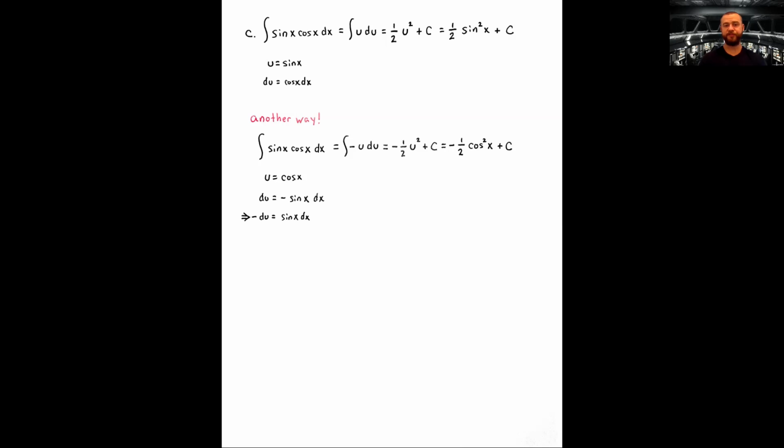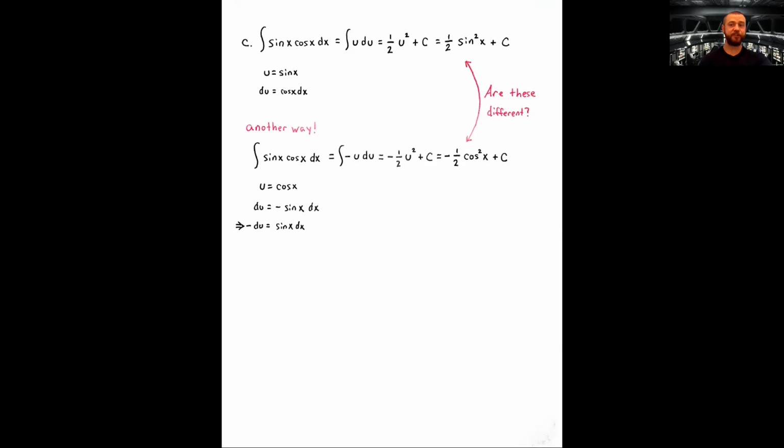So we choose u as cosine of x, du is then negative sine of x dx, manipulate the differential, divide the negative over, and we get the integral of negative u du. Very similar to above, but there's now a crucial difference, the negative sign. Our antiderivative would then be negative 1/2 u squared plus a constant. So we immediately get a different looking answer, negative 1/2 of cosine squared plus a constant.